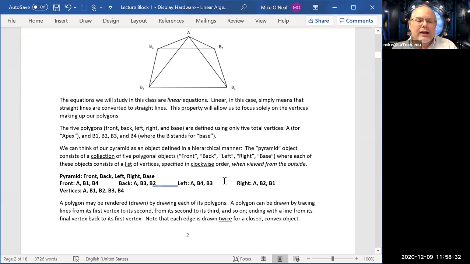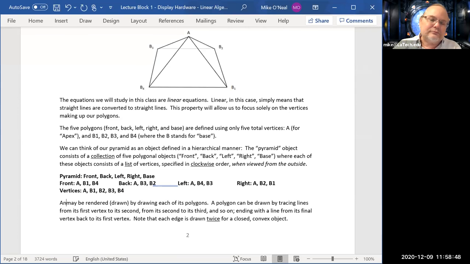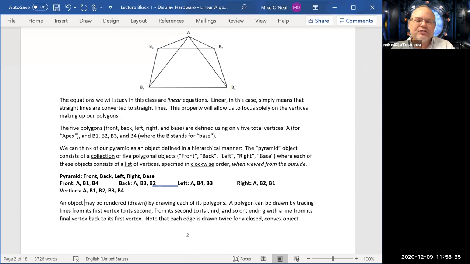Okay, so an object may be rendered or drawn by drawing each of its polygons. That shouldn't say a polygon, that should say an object may be drawn by drawing each of its polygons. A polygon can be drawn by tracing lines from its first vertex to its second, from the second to its third, and so on, ending with a line from the final vertex back to the first vertex.